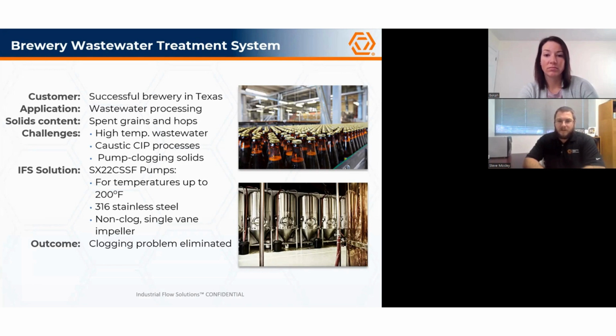And in addition to these solids, the brewery undergoes a clean in place process on all brewing and fermenting equipment each time it is used. This CIP process uses high temperature caustic and acid washes, as well as a sanitizer. Due to clogging issues with their previous pumps, the brewery approached an OEM who specialized in waste treatment systems for breweries and wineries throughout North America. The OEM considered all options for the application and selected an SX22 CSSF pump for this wastewater sump.